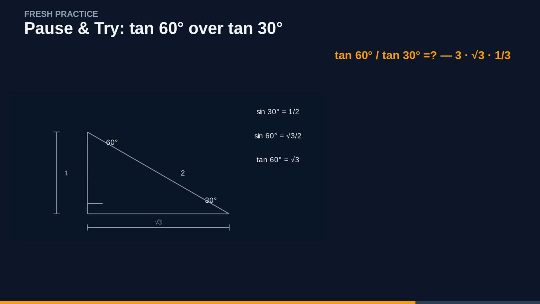Pause and try this one straight from the table. Tan 60 divided by tan 30 equals what? 3, √3, or 1/3.